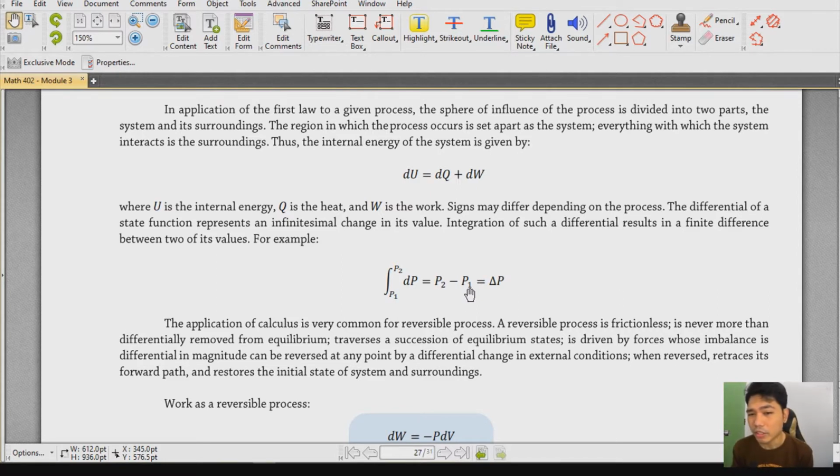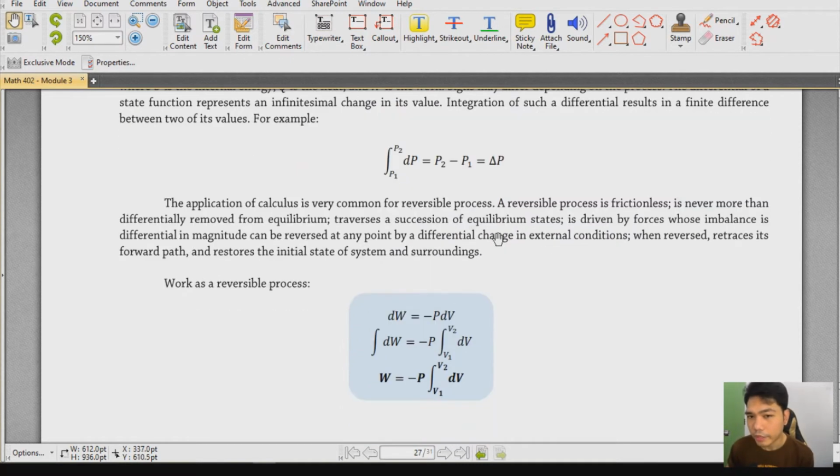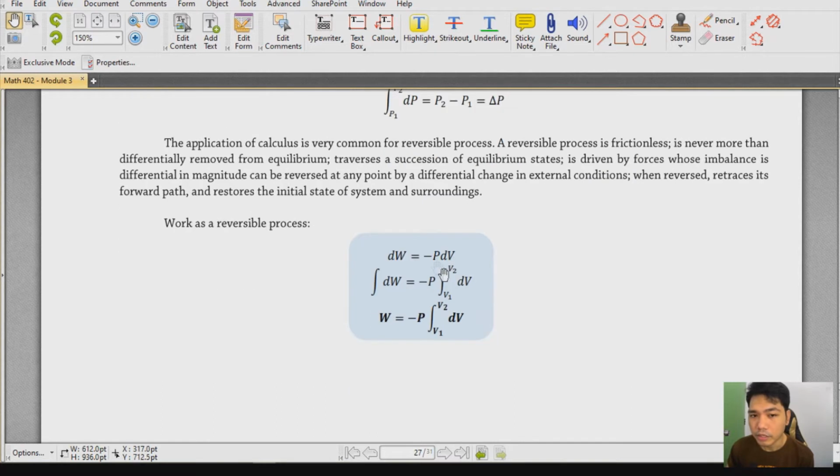But then we usually use that concept in expressing the change in any two points. Delta means change. So if you have 2 points, then the difference between these 2 points would always be the change. So this is very common in reversible processes, and this is the expression for the work in a reversible process. So the work, or the dW, that's the differential work, is equal to negative P dV.